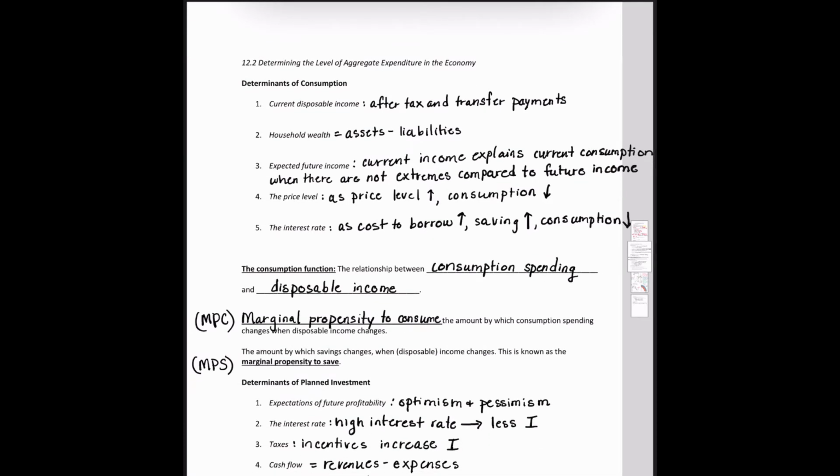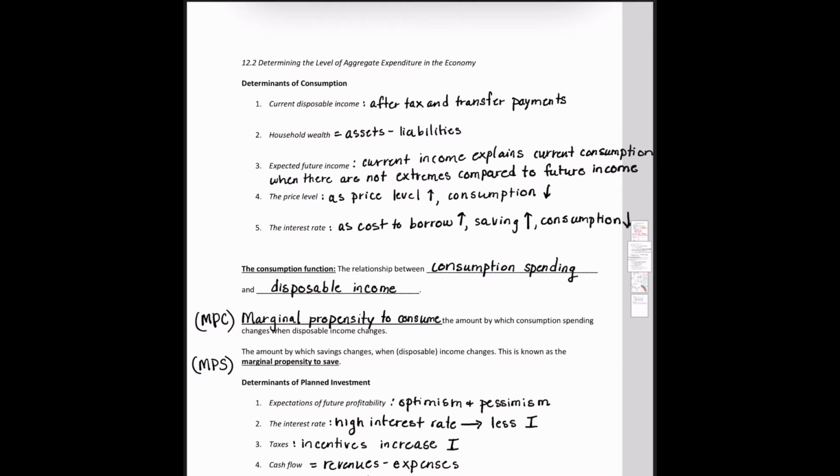Then we have expected future income. People tend to keep consumption fairly stable from year to year. This is known as consumption smoothing. So consumption relates to both current and future income. As we look at current income, it explains current consumption when they're not extremes compared to future income. When we talk about price level, as price level rises, consumption will typically fall.